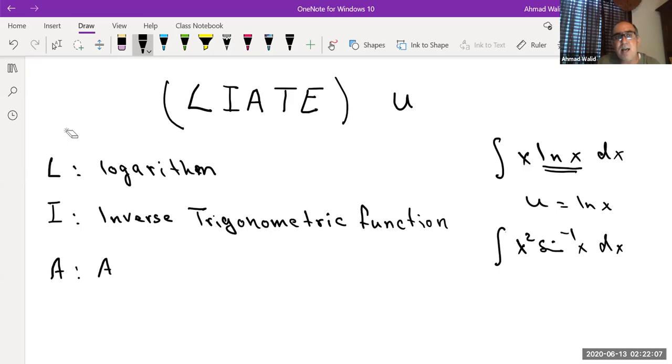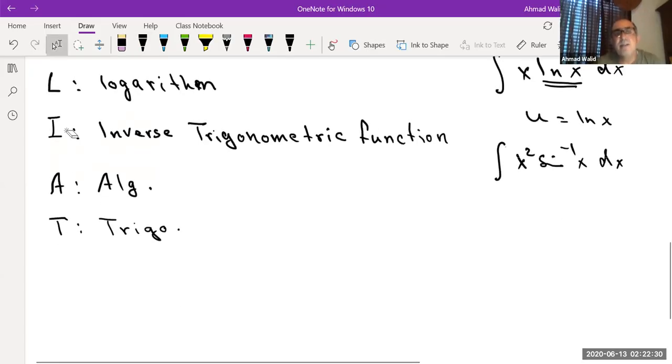A means algebraic or algebra, right? For example, x squared, x, they are algebraic functions, correct? T, trigonometric. E represents exponent or exponential.